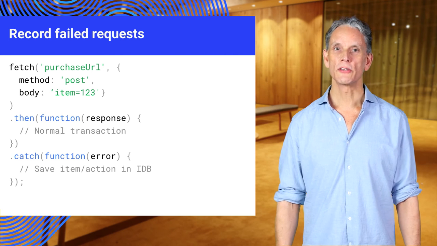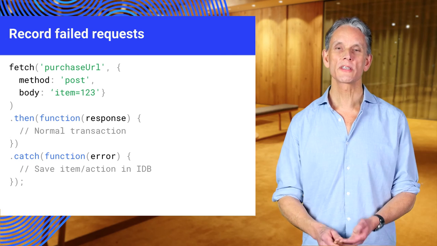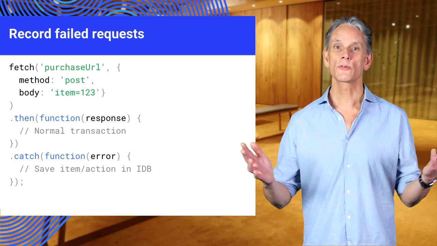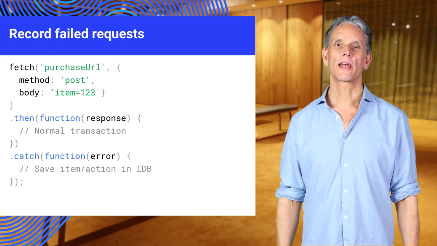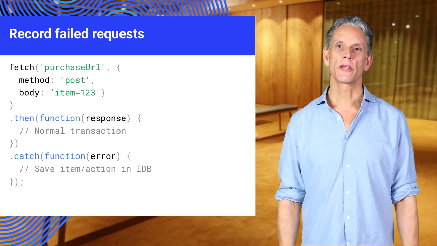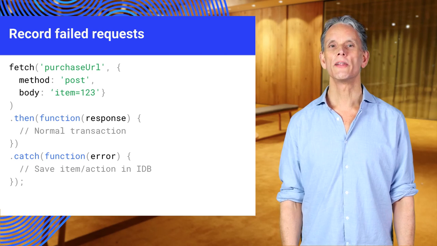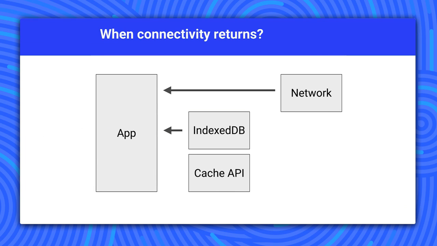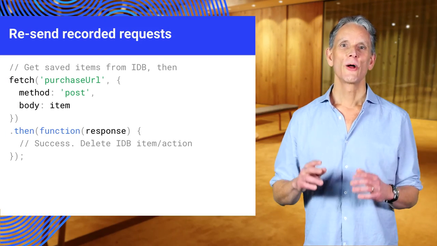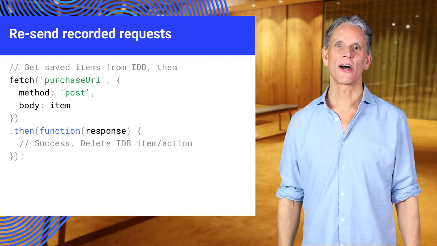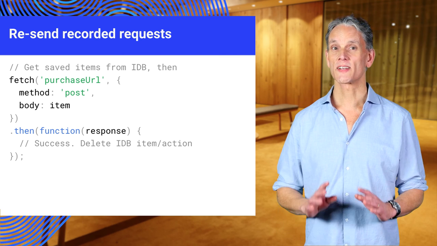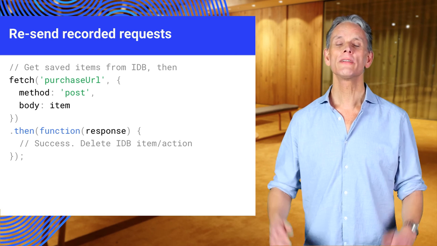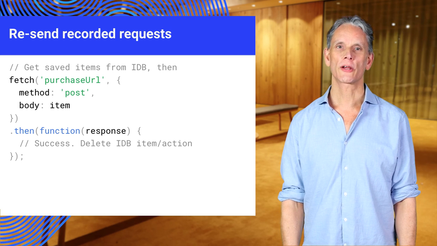In this example, a user is trying to make an item purchase via HTTP request, which will fail if offline. If the purchase fails, the catch block will execute. This is where we could store the item or user action in IDB. How do we use this once connectivity returns? Well, once connectivity returns, the recorded items or actions in IDB can be retrieved and sent. If the requests are successful, the corresponding item, action, can be deleted from the IDB records.